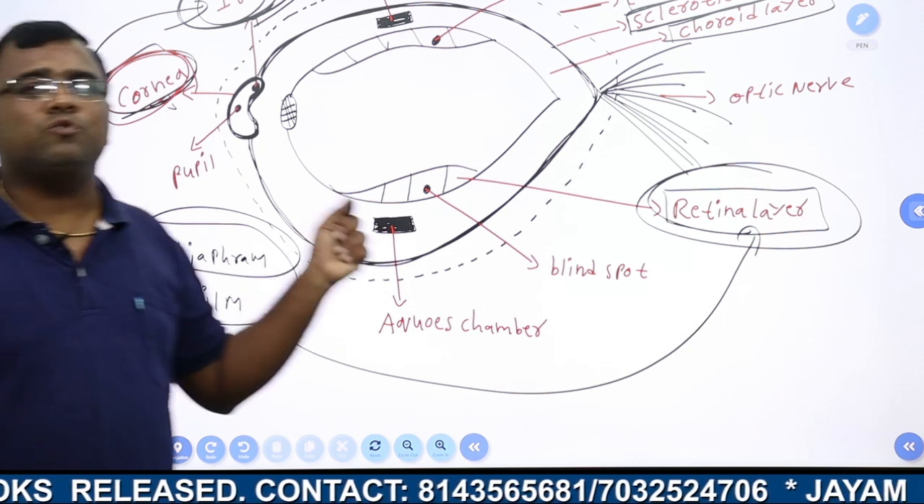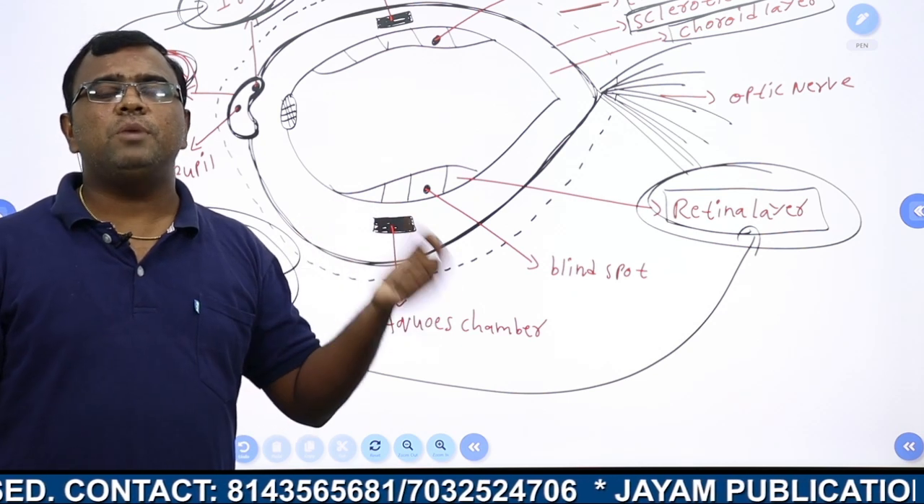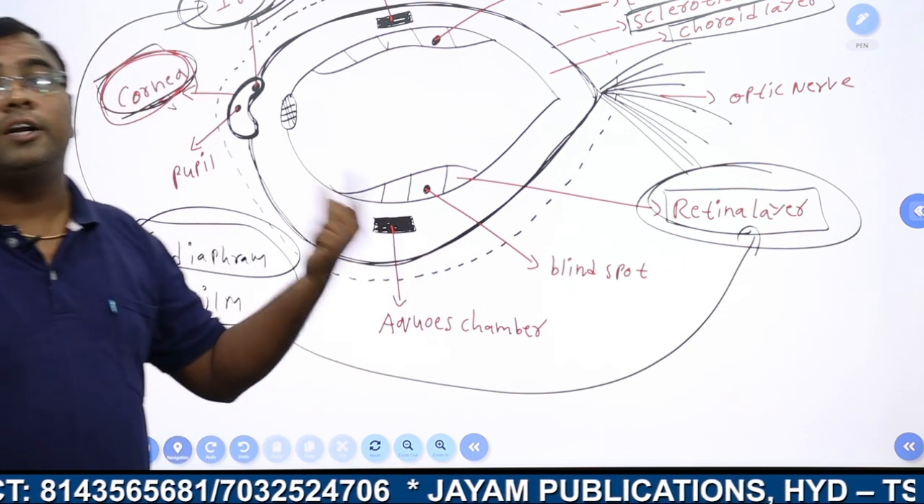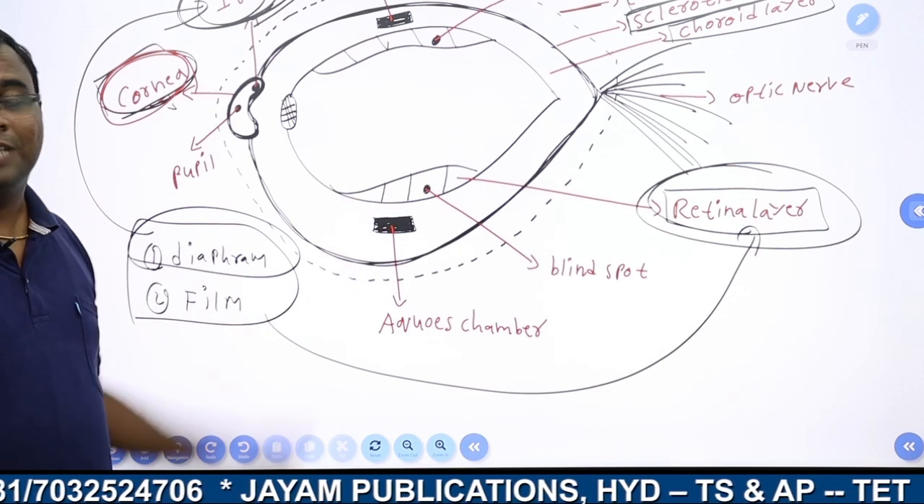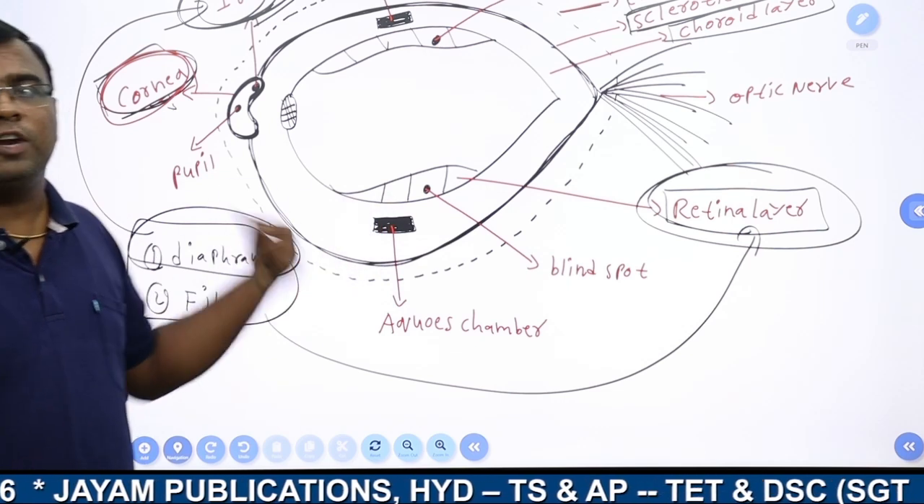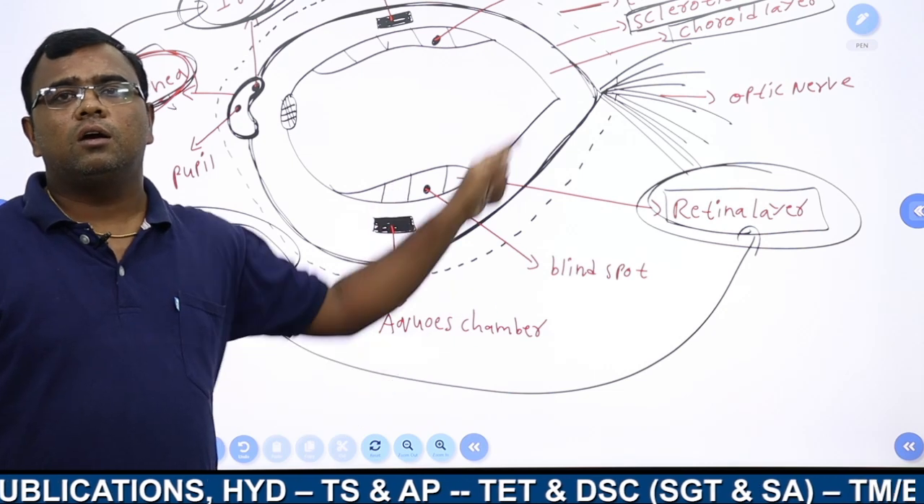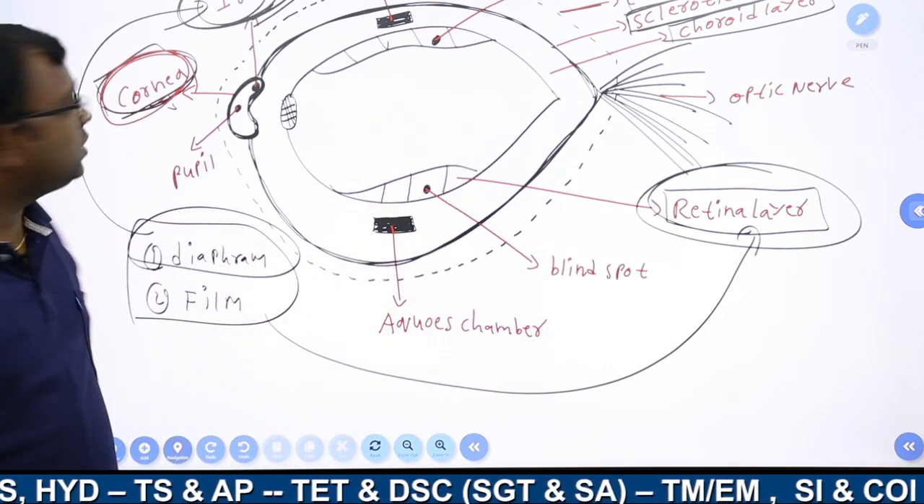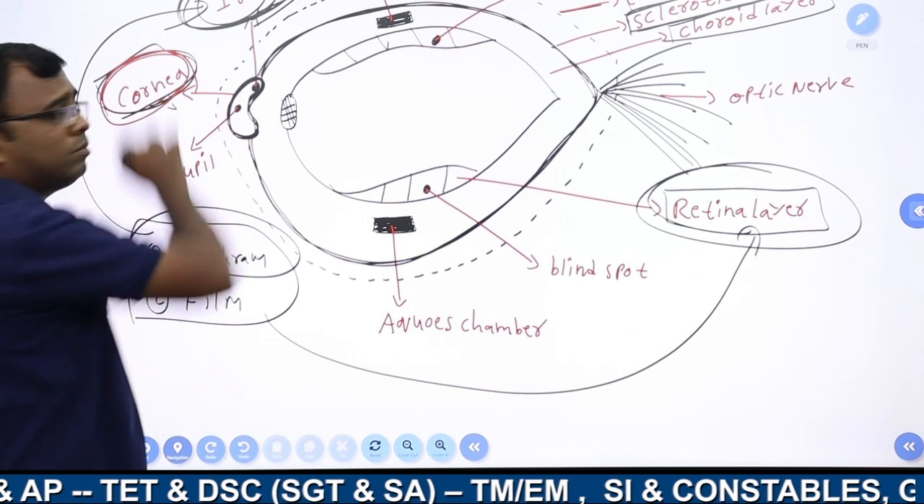The iris works like the diaphragm in a camera. The retina layer works like the film in a camera. This is the iris.